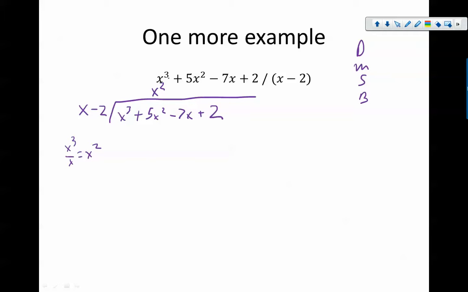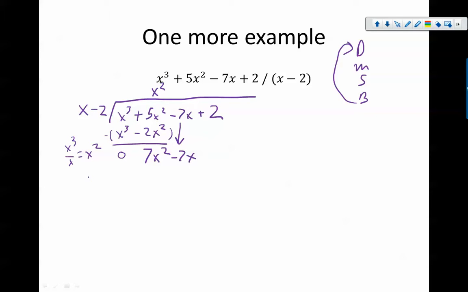Now we multiply. x squared times x makes x cubed. x squared times negative 2 is negative 2x squared. Now we subtract. x cubed minus x cubed is 0. 5 minus negative 2 is 7x squared. Then we bring down. Now we start back over at the top, right? As soon as we bring down, we go back to the top and divide.